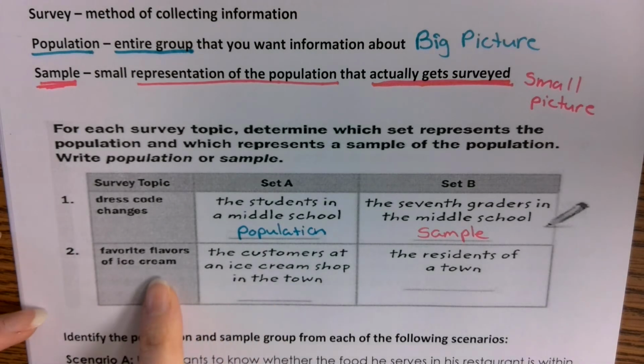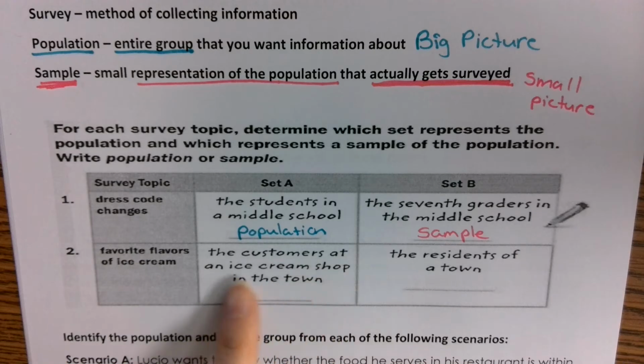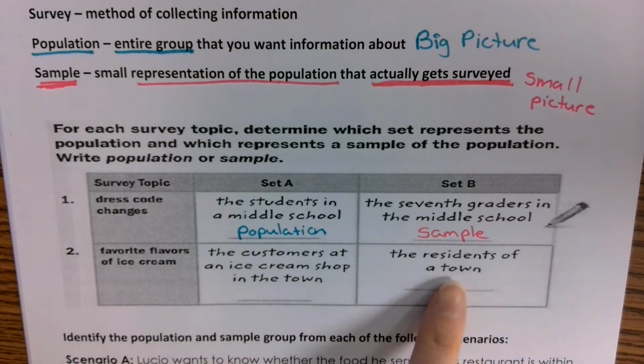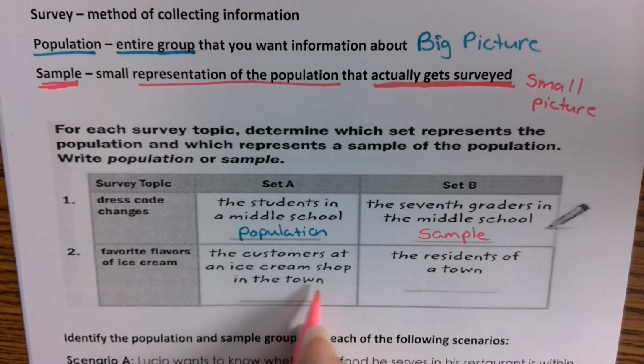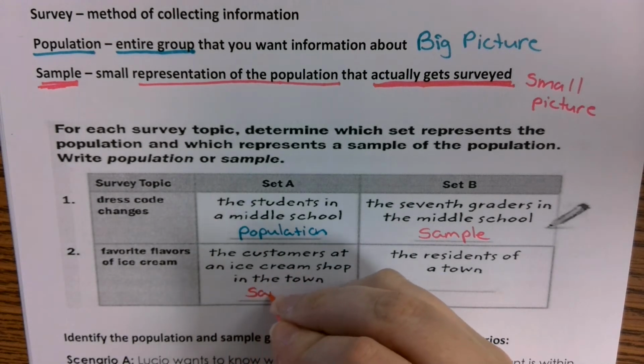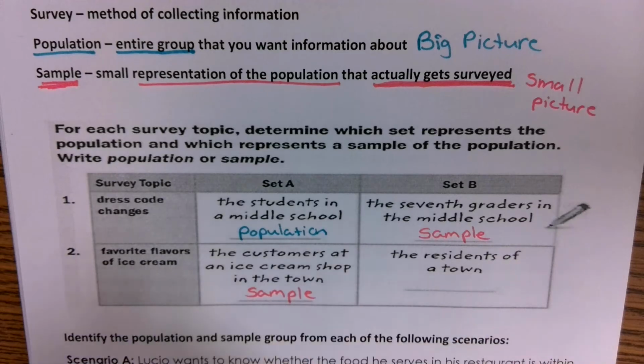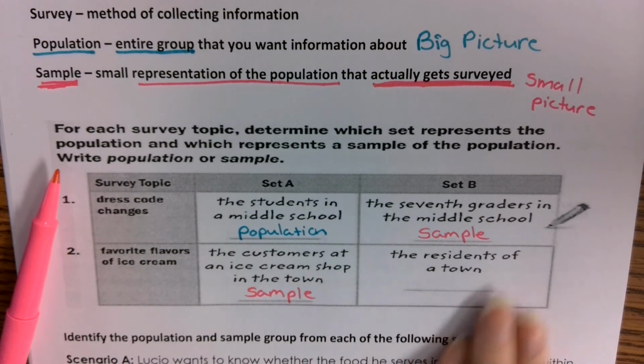All right, number 2, a favorite flavor of ice cream is the survey that I'm trying to ascertain here. So the customers at an ice cream shop in this town is set A. Set B is the residents of the town. So which one of those is the small picture, the sample size? Set A, right? The customers at an ice cream shop, that's the small picture, right? That's just a portion of people that are in town going there versus everybody in town.